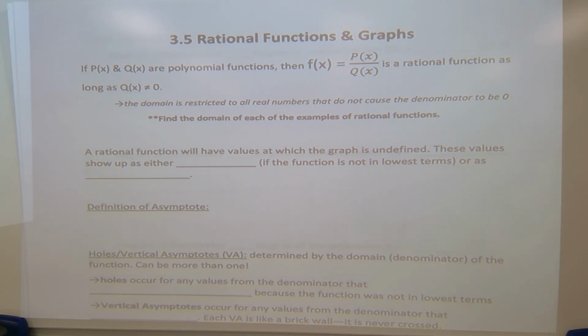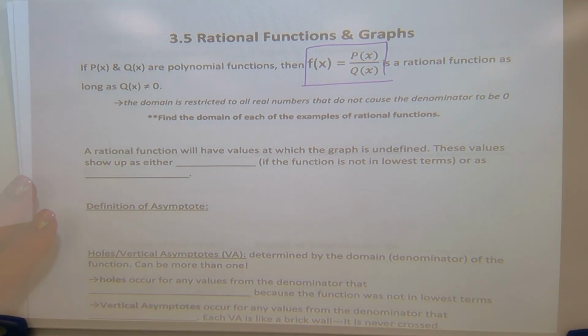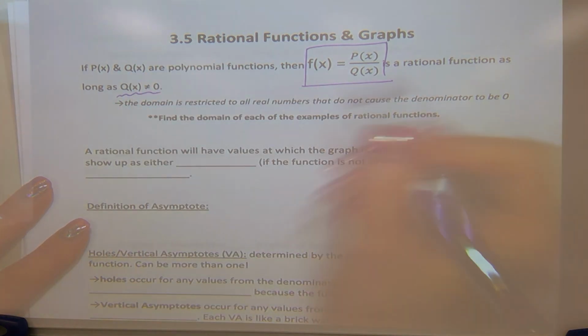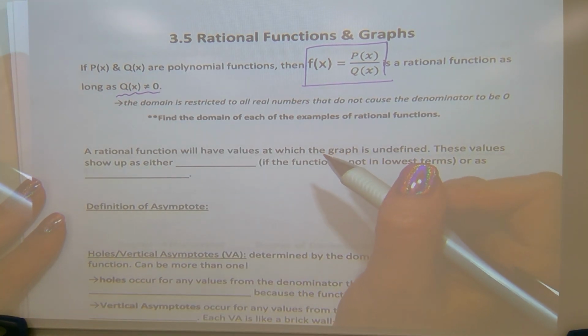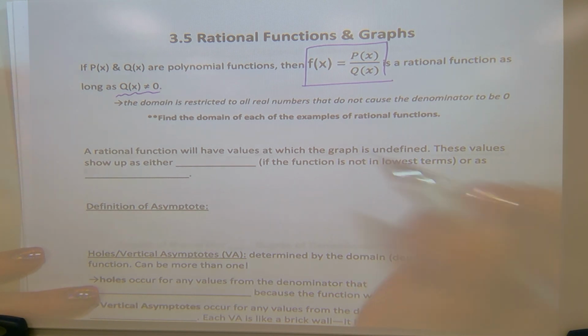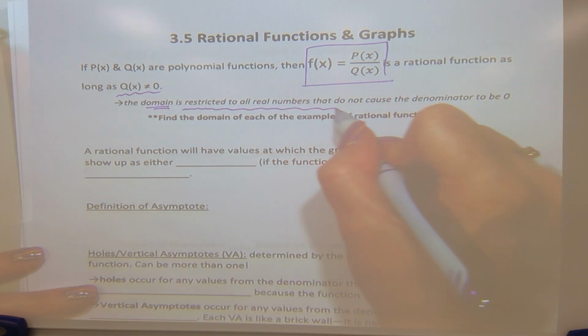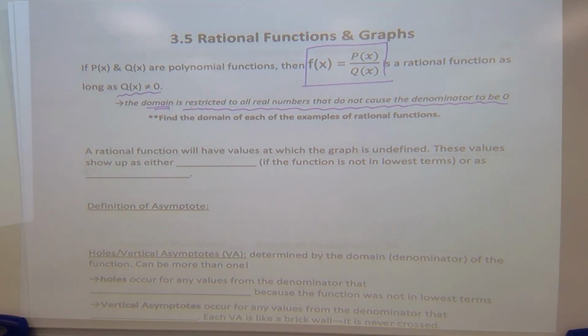Okay, here we go with our guided notes for 3.5. We're going to start with our definition of rational functions. If p of x and q of x are both polynomial functions, then my function f of x equals p of x over q of x is a rational function so long as that denominator q of x is not 0. We know that when our denominator is 0, our function is undefined. So our domain, therefore, is restricted to all real numbers that do not cause the denominator to be 0.